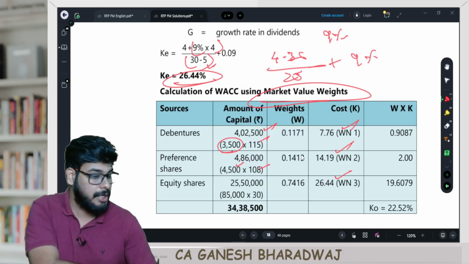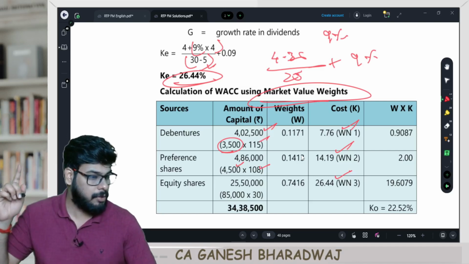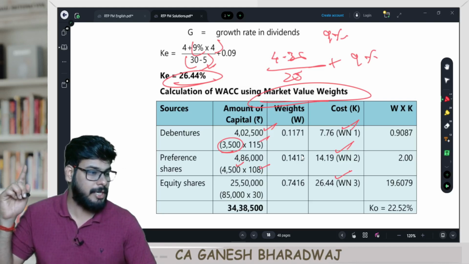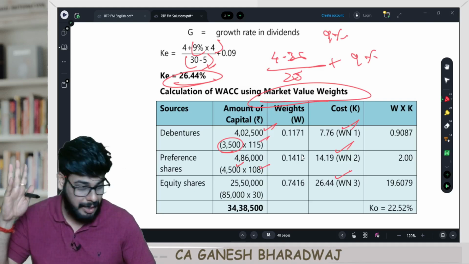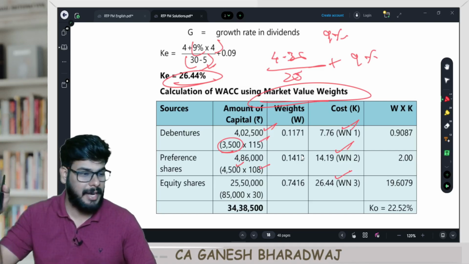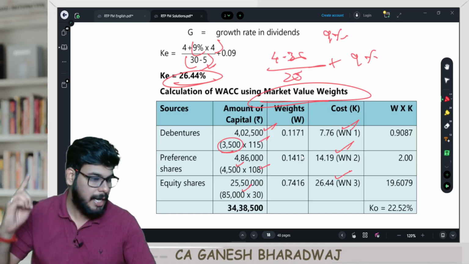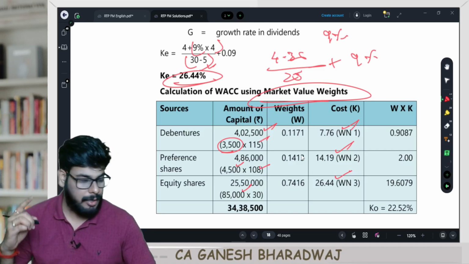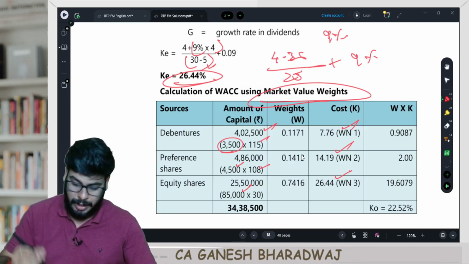And finally, equity shares. So how much is that going to be? So you have a total of 8,50,000 equity shares, 8,50,000 rupees worth of equity share capital. So each share has a face value of 10 rupees. So divided by 10, 85,000 shares, and every share has a current market price. It's quoted at 30 rupees.